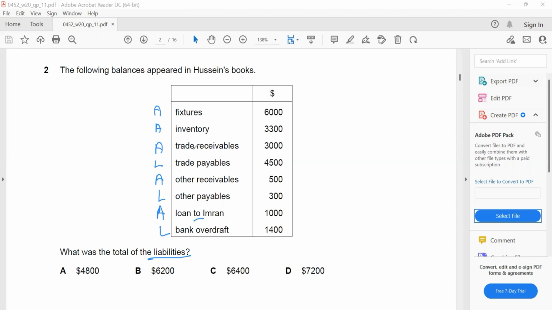So they want the total liabilities. So this is a liability. This is a liability. This is a liability. So add them all up: 4,005 plus 300 plus 1,004. So we get 6,200. Next, move on.